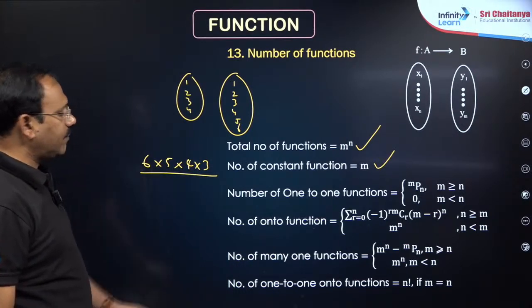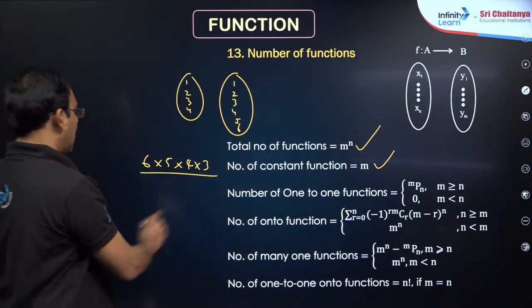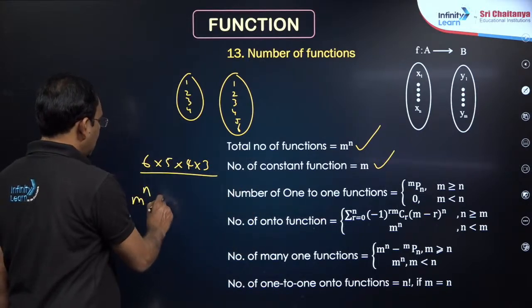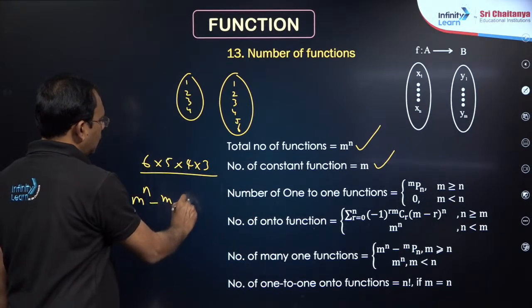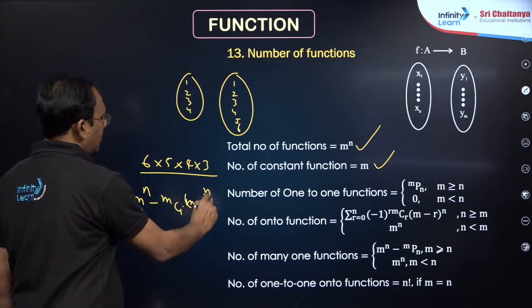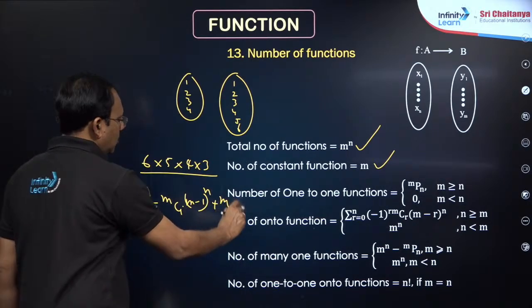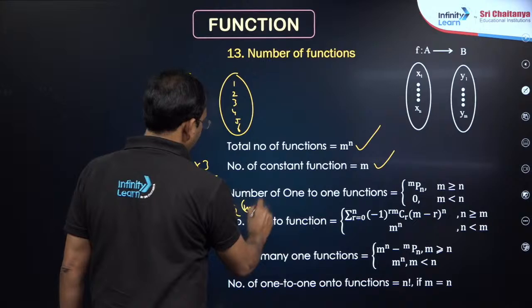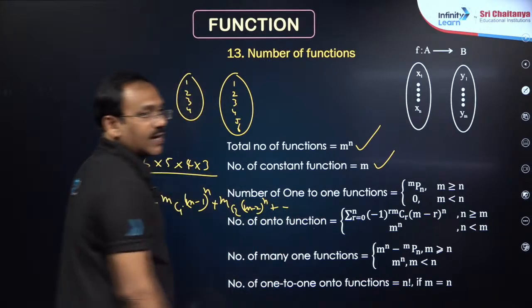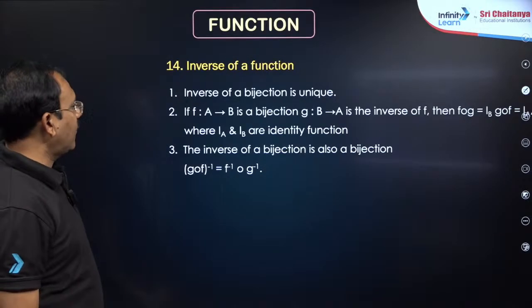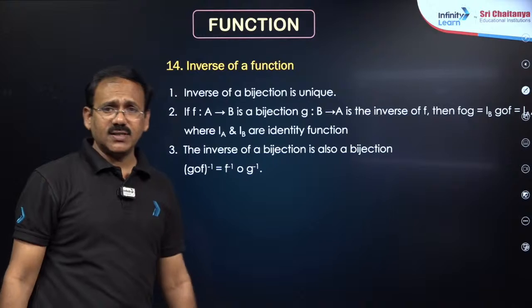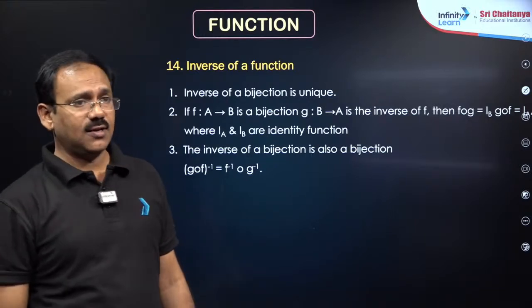Onto functions will have a bit lengthy formula. You see, m power n minus mC1 into (m minus 1) power n plus mC2 into (m minus 2) power n, like this you will get, my dear friends. That gives the number of onto functions, and of course the number of bijections is nothing but n factorial, right?